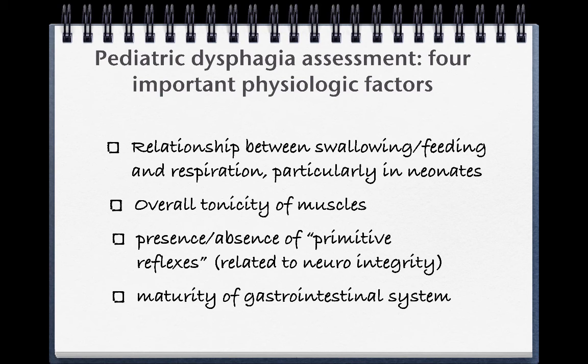The fourth factor that I keep in mind has to do with the maturity of the gastrointestinal system. So while we expect and hope to find maturity in terms of respiratory control, we also are hoping that the gastrointestinal system has developed enough that the baby can tolerate and benefit from PO.